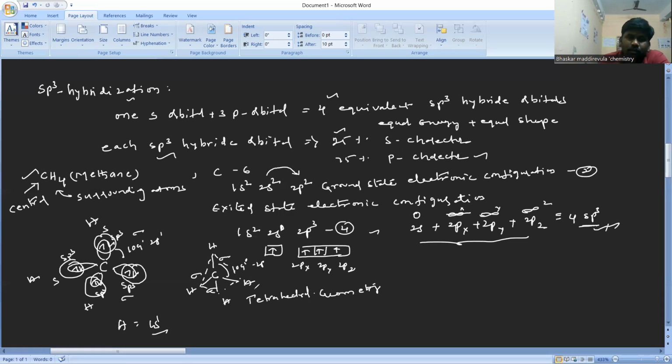Always, a molecule whose central atom has sp3 hybridization automatically possesses tetrahedral geometry. If all are bond pair electrons around the central atom, they will possess a 109 degree 28 minute bond angle. So this is the sp3 hybridization.